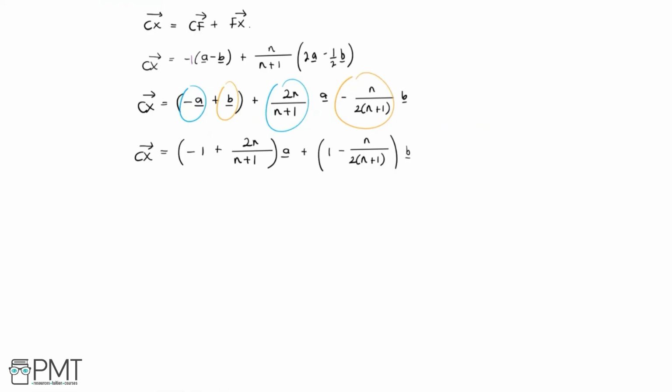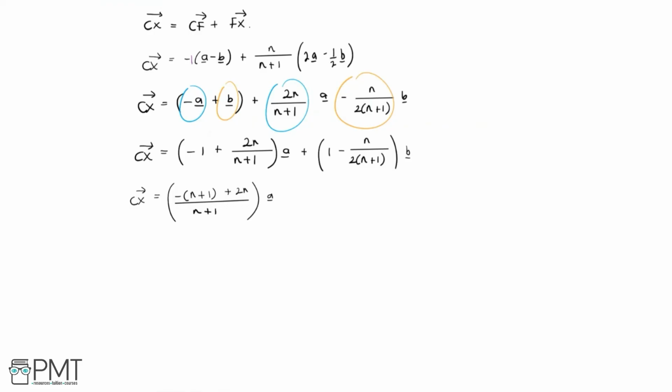And so minus 1 can be written as minus brackets n plus 1 all over n plus 1. And so we can say that minus 1 plus 2n over n plus 1 can be written as minus brackets n plus 1, close brackets, plus 2n all over n plus 1.